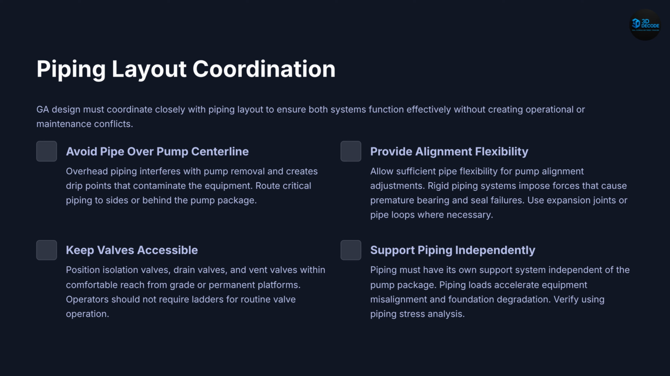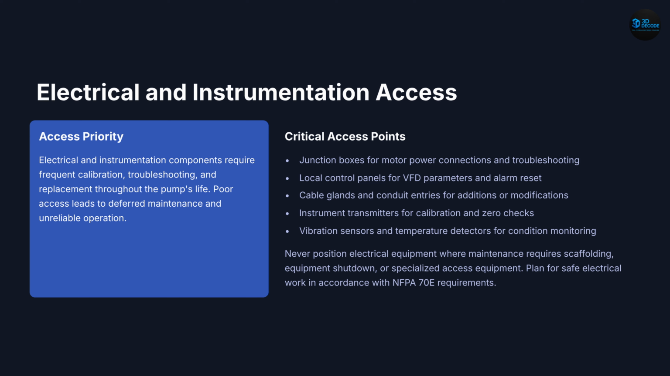Operators should never require ladders for routine operation. That's poor engineering practice. And finally, support piping independently. The pump is not a pipe support structure. If piping loads transfer into the equipment, misalignment becomes inevitable.